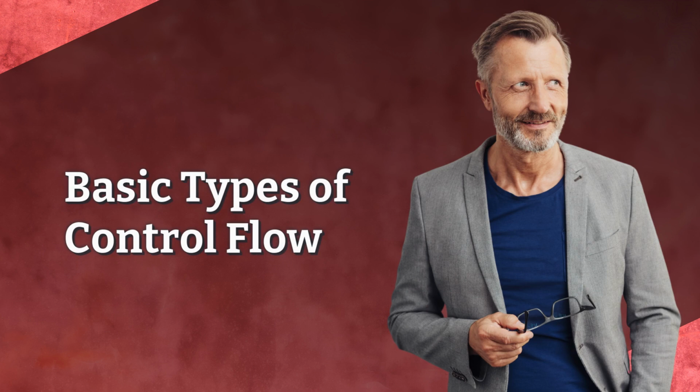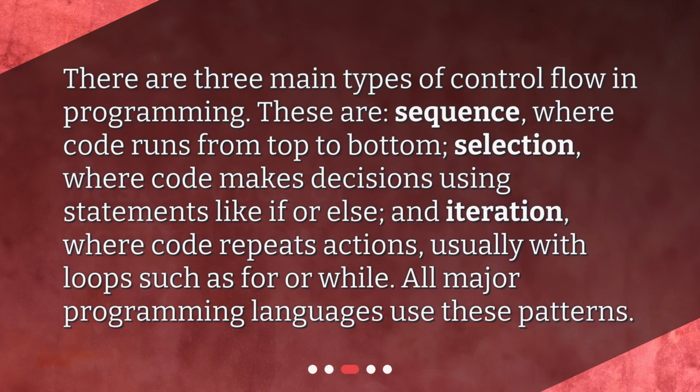Basic types of control flow. There are three main types of control flow in programming. These are sequence, where code runs from top to bottom; selection, where code makes decisions using statements like if or else; and iteration, where code repeats actions, usually with loops, such as for or while. All major programming languages use these patterns.